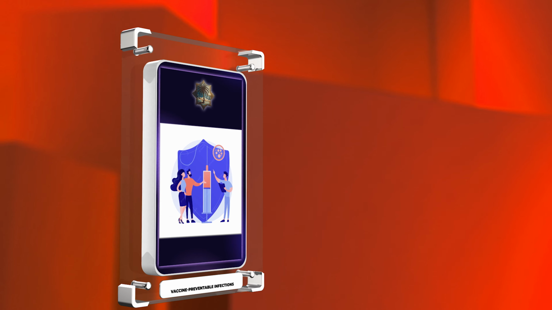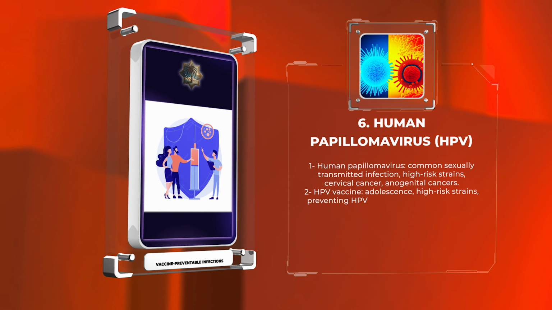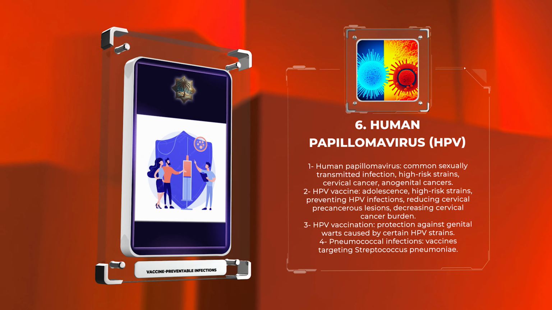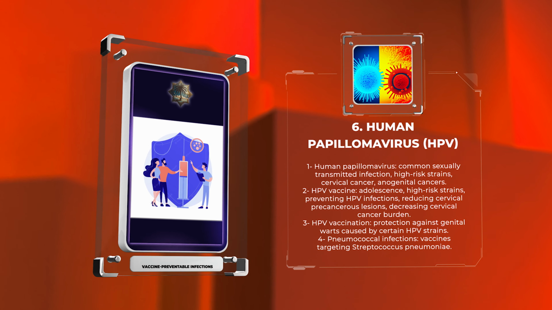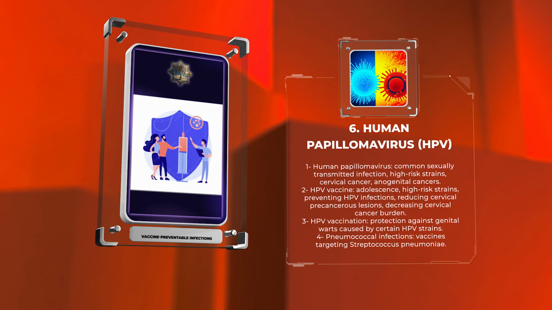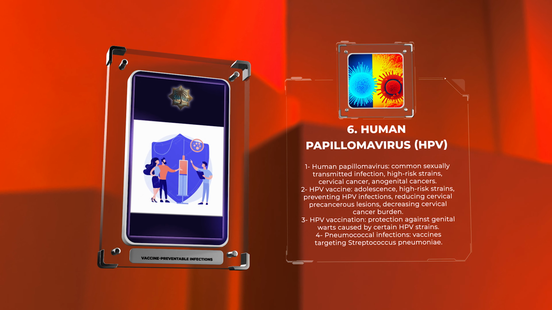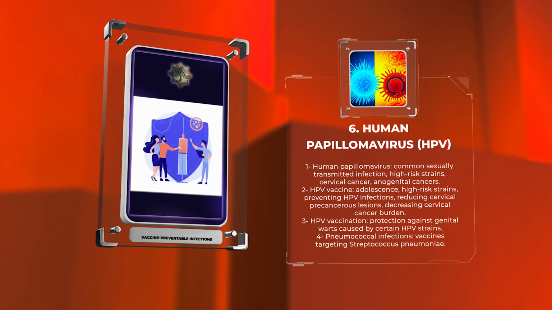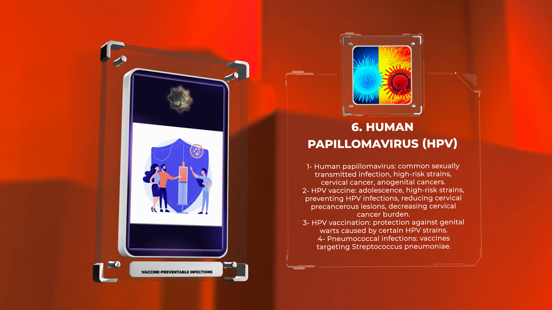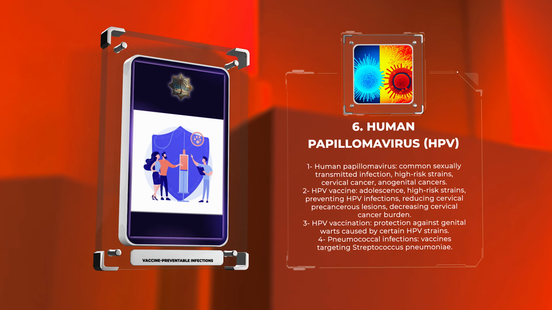Human papillomavirus is the most common sexually transmitted infection globally, and certain high-risk strains are associated with the development of cervical cancer and other anogenital cancers. Vaccination against HPV has been a significant breakthrough in preventing HPV-related diseases. The HPV vaccine, usually administered in adolescents, targets the most prevalent high-risk strains.